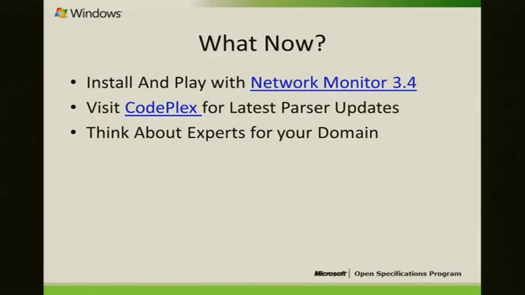And so wrapping up, please install and play with Network Monitor 3.4. It's a free download, doesn't cost anything. It's on our download center, MS Downloads. You can visit CodePlex for the latest parsers, which includes the latest color filters or any other updates we've done in terms of filters, like standard filters. And then think about experts for your domain.